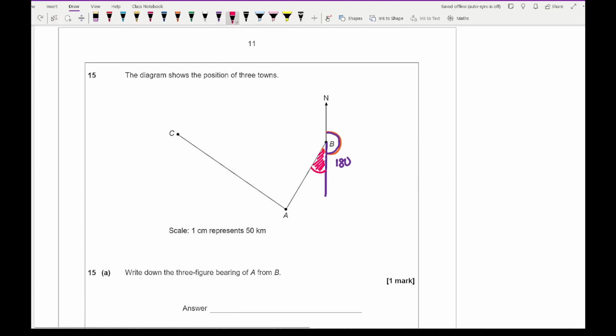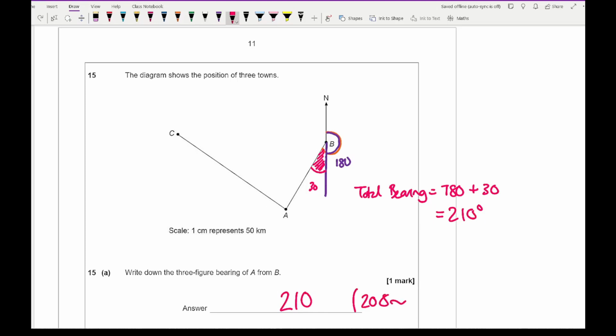So if I then just simply add those numbers up, the total bearing is going to be 180 plus 30, which is 210. Now on the mark scheme they would accept any answer between 208 to 212, so any of those would be fine, but I make out that the actual answer is 210.